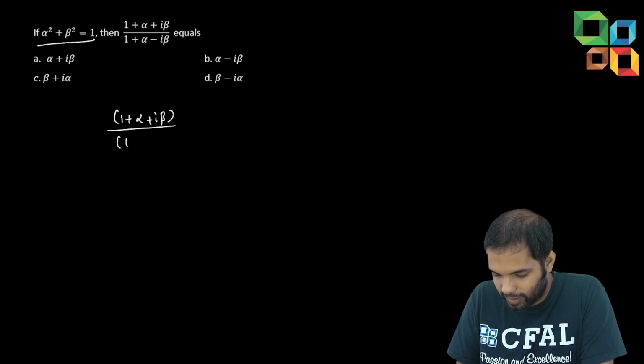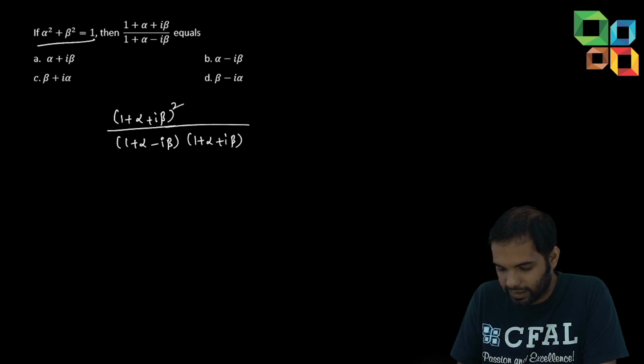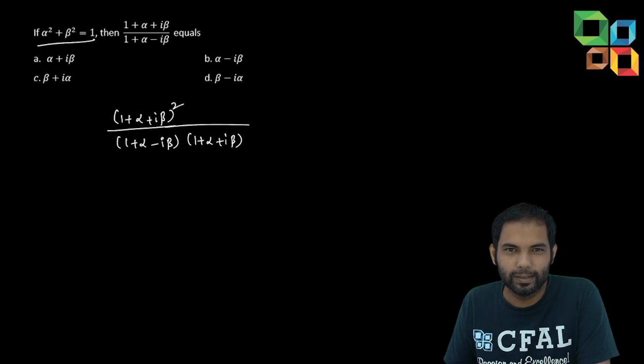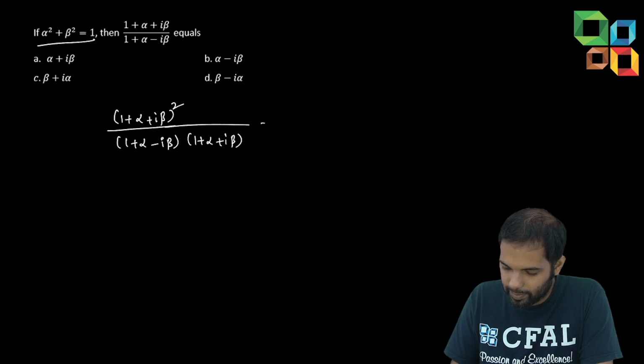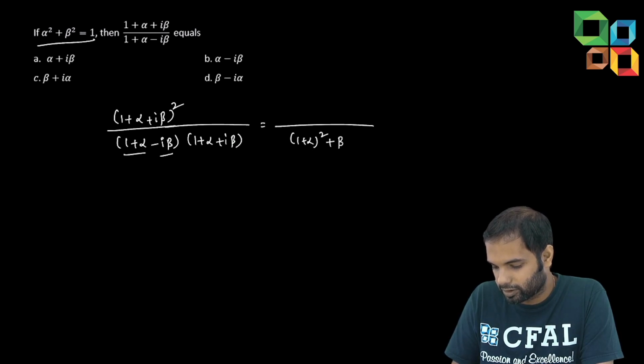So that's the usual approach anyways. So minus iβ. Multiplying with the conjugate means 1 plus α, it will be plus iβ. The numerator is the same, so I'll just simply make it a whole square. What will happen to the denominator? The denominator is, this is the real part, this is the imaginary part. So it's (1 plus α) square plus β square.